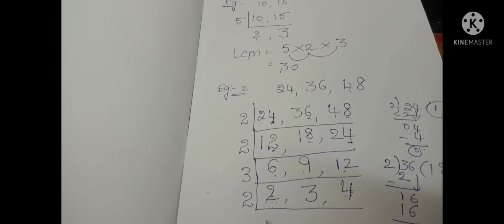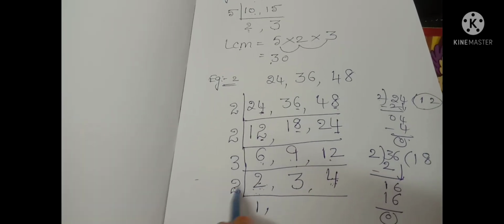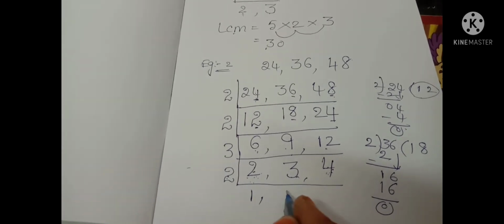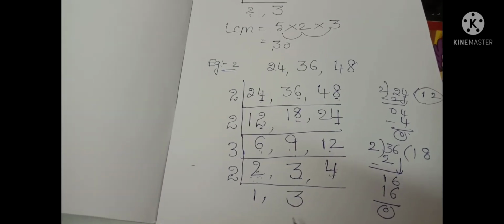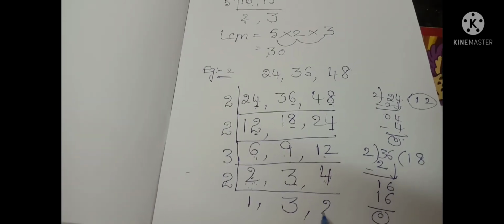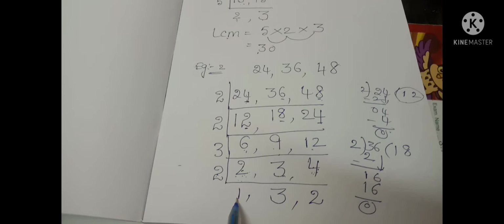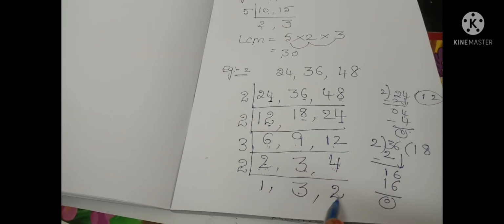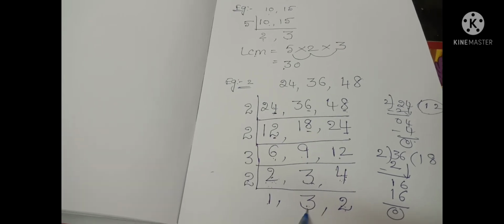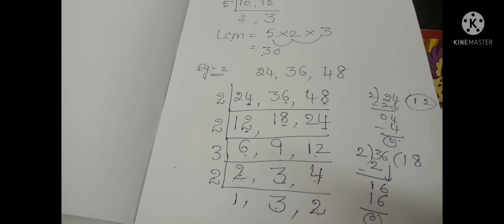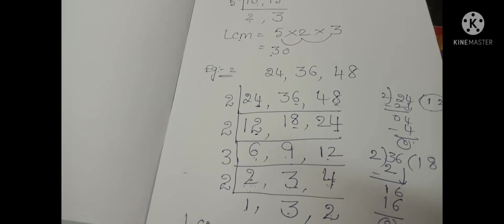In the 2 table, 2 how many times? 1 time. In the 2 table, 3 is not possible, so like that only write it down. In the 2 table, 4 how many times? 2 2s are 4. Here 1 came. 1 came means leave it. Are these 2 numbers possible in the same table? No. 3 is possible in the 3 table, 2 is possible in the 2 table. So leave it.